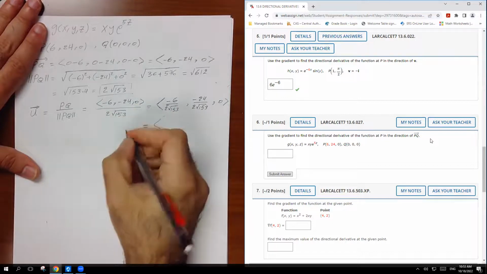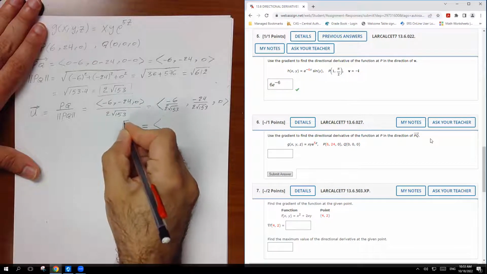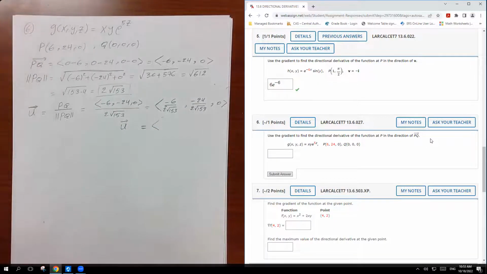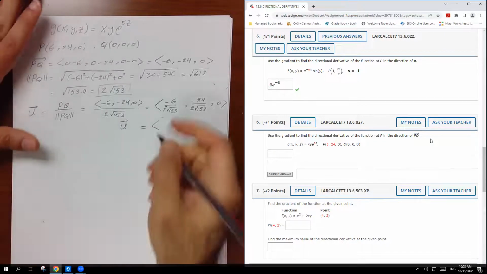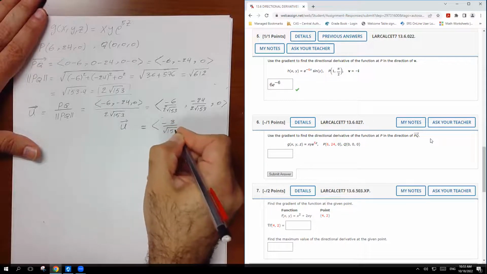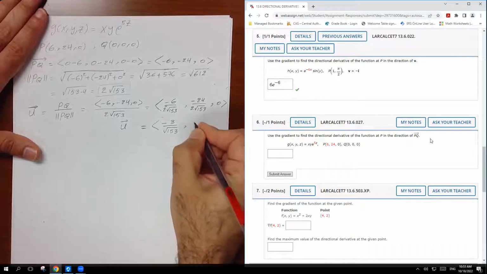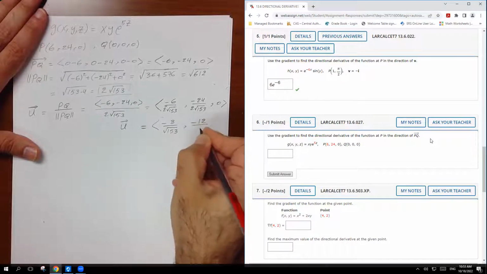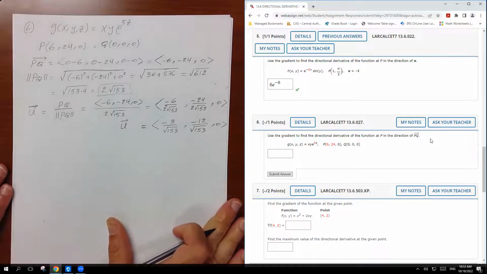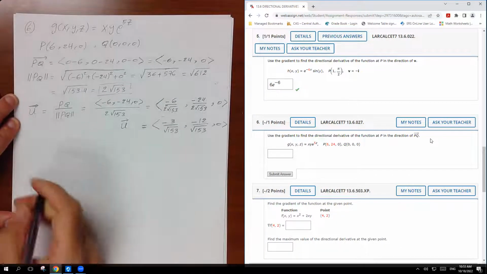So our unit vector is going to be negative 3 over square root of 153, and here is going to be negative 12 over square root of 153, and 0. So here is our unit vector. Now we just need to find the gradient and multiply the result by this unit vector.